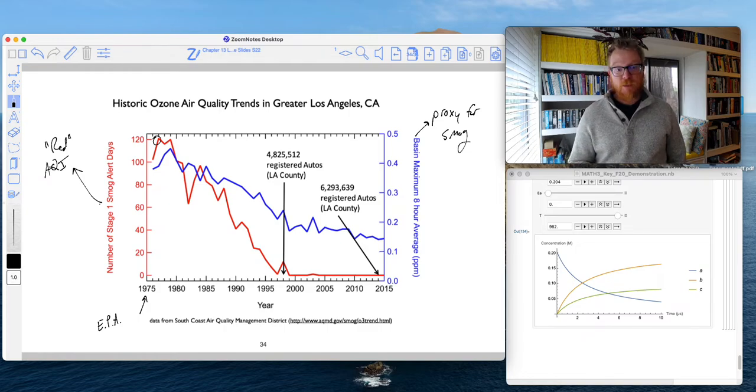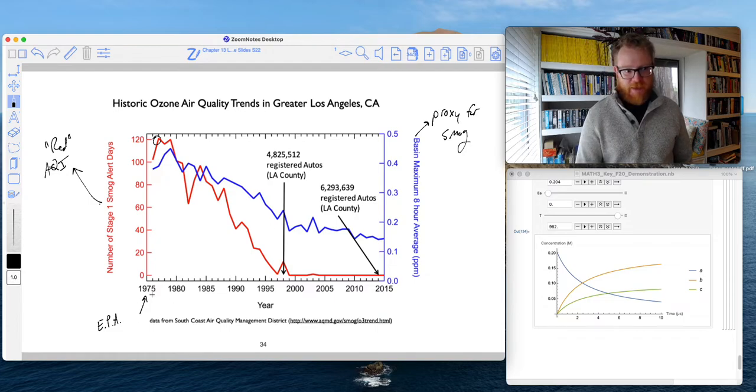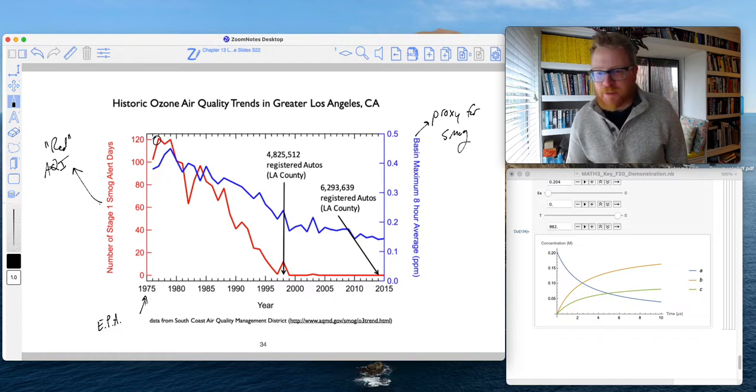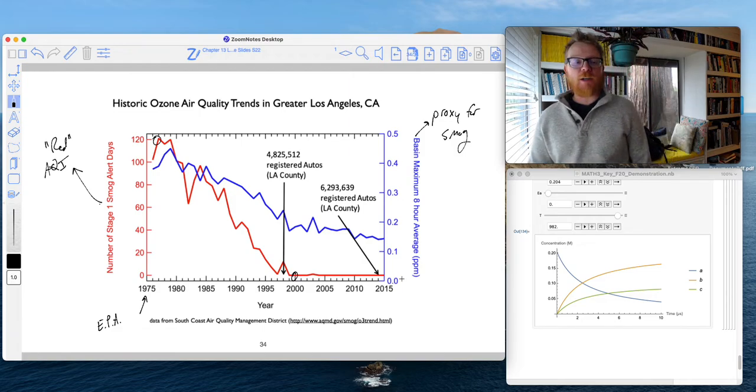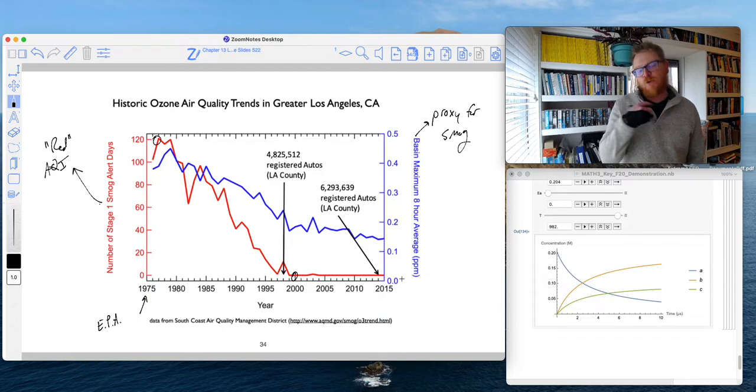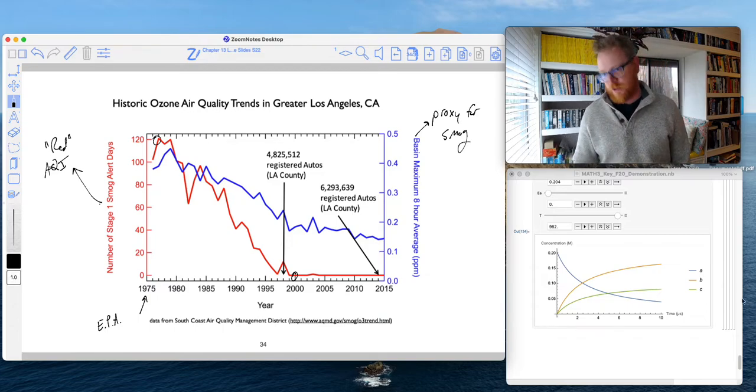Okay? So what happened? Well, the EPA was invented and they said all cars must have catalytic converters. And look what happened. Air pollution went way down to the point now where in the year 2000, there's only been like 1 or 2 stage 1 smog alerts due to air pollution. Now, of course, we've had stage 1 smog alerts due to forest fires. That's a whole other issue.